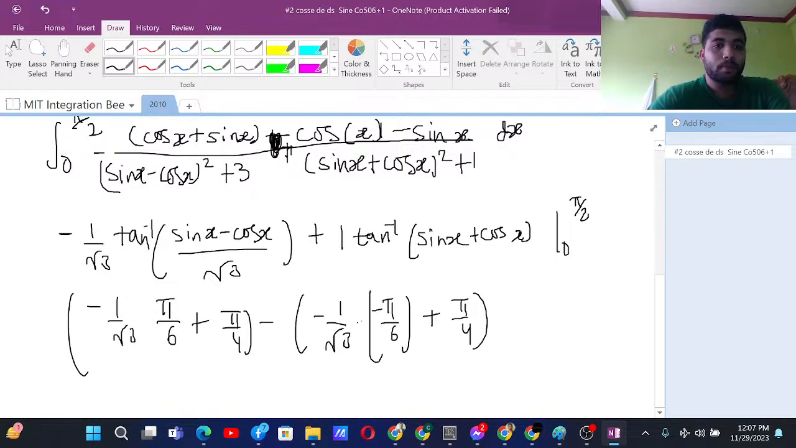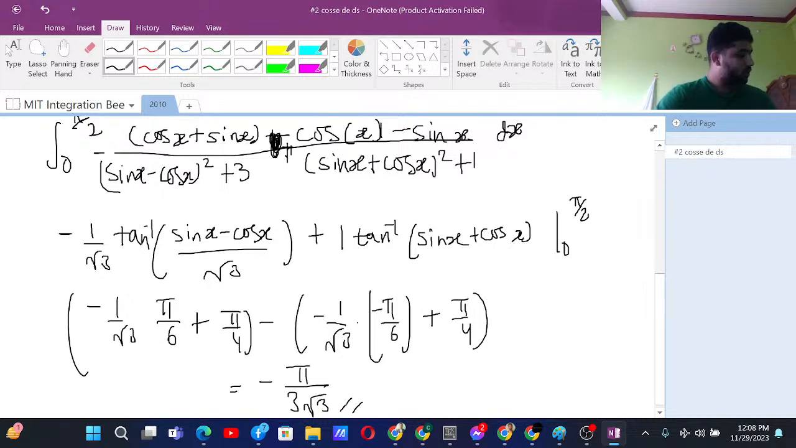So pi by 4 gets cancelled out, but this thing also gets cancelled out, is it? No, it gets added, I think, and that gives us minus pi by 3 root 3. Is that the answer? No, that isn't really the answer. I think I made a mistake over here. I think I did make a mistake over here.